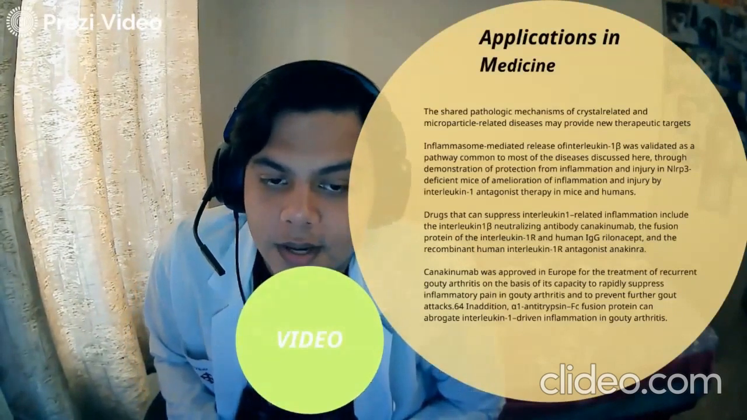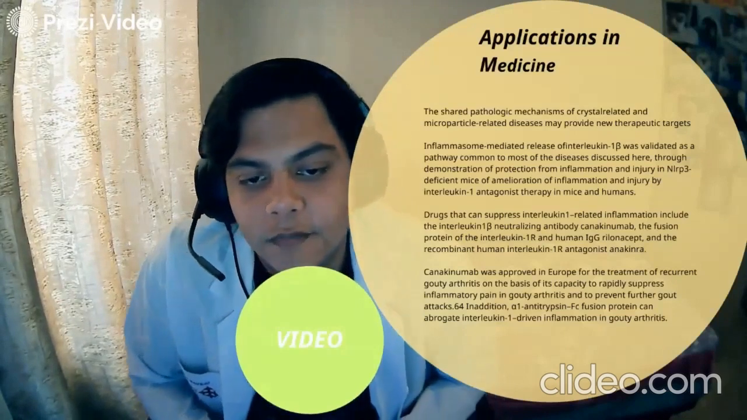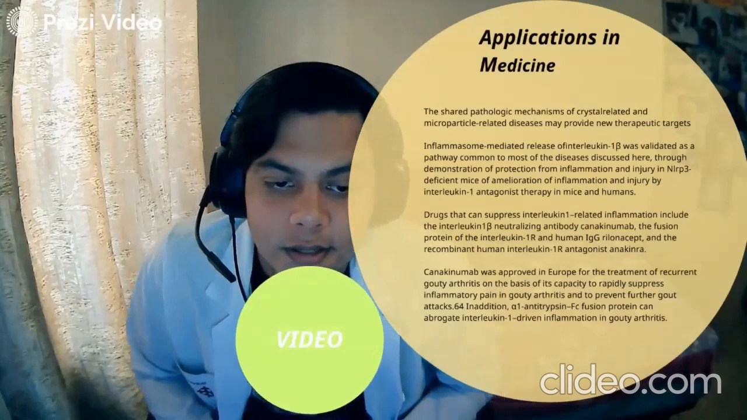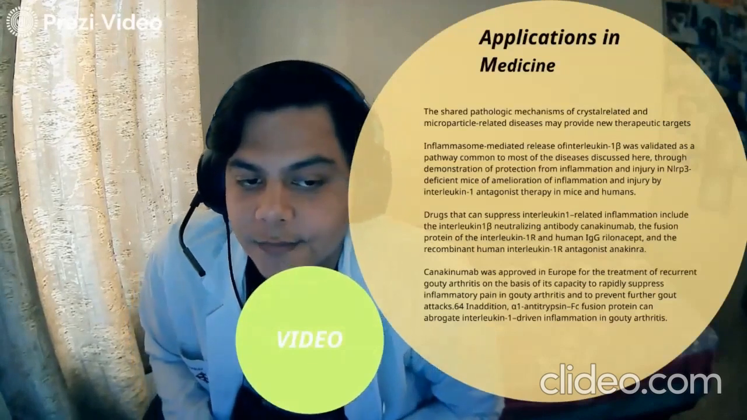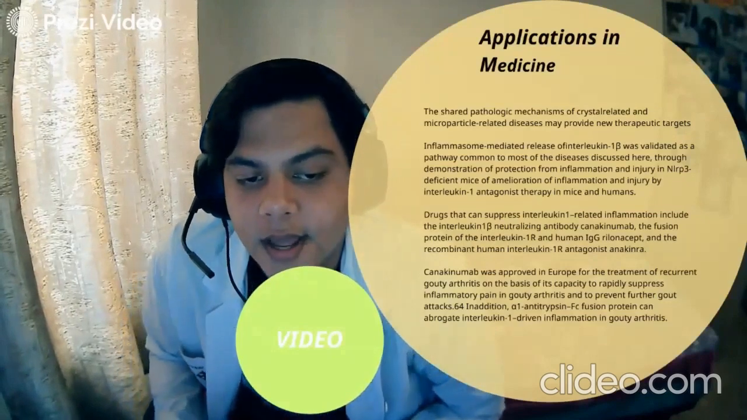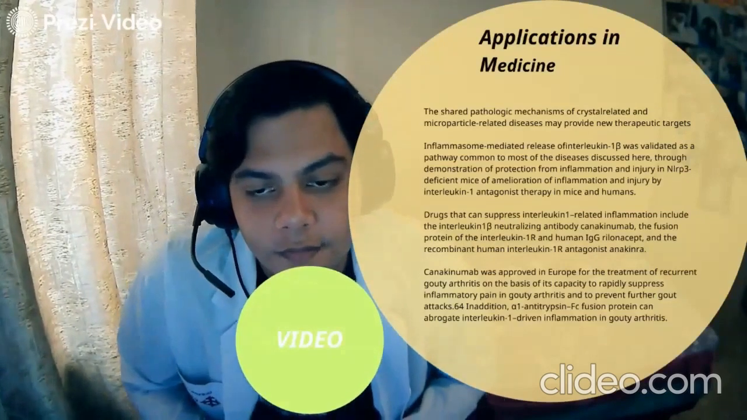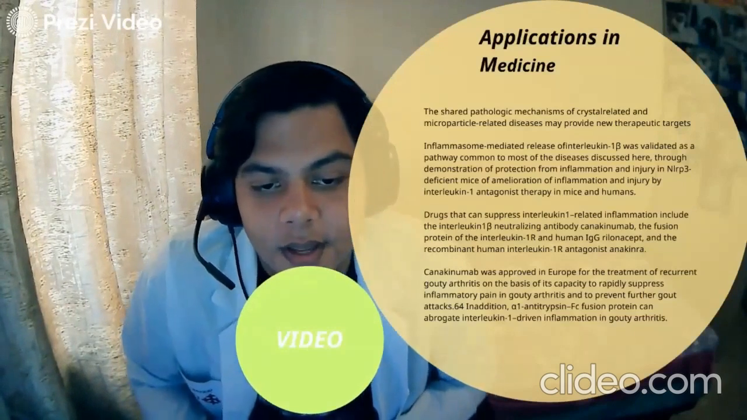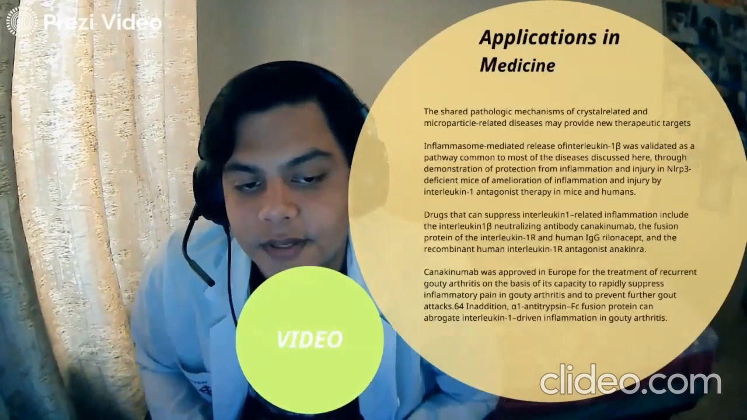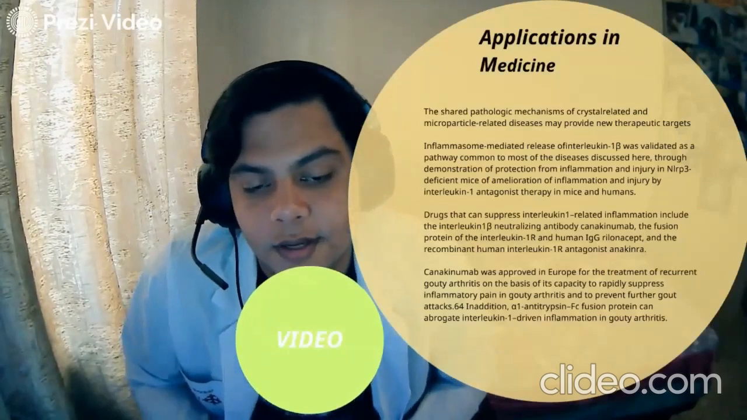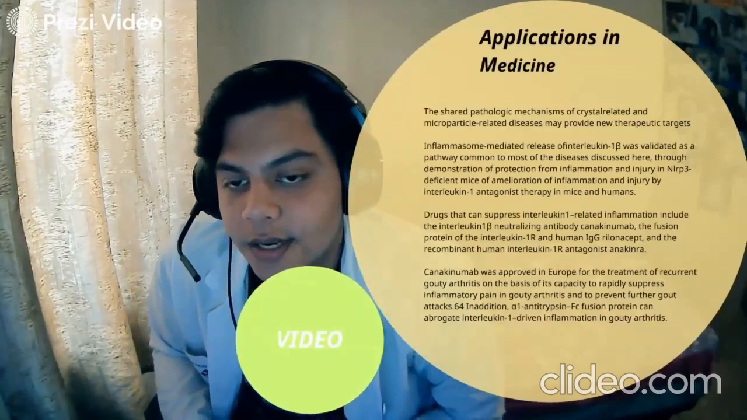Canakinumab was provided in Europe as a treatment for recurrent gouty arthritis on the basis of its capacity to rapidly suppress inflammatory pain in gouty arthritis and prevent some further gouty attacks. In addition, A1 antitrypsin Fc fusion protein can abrogate interleukin 1 driven inflammation in gouty arthritis.